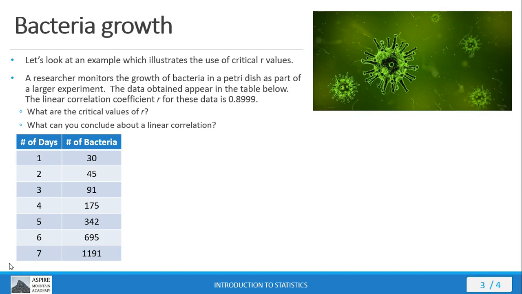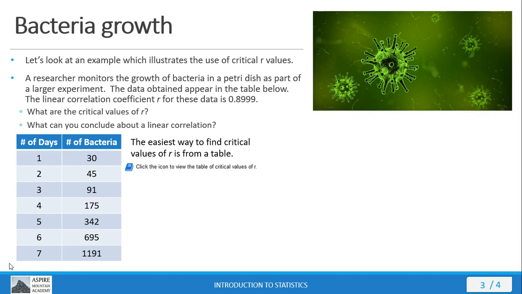The linear correlation coefficient R for these data is 0.8999. Now we're asked, what are the critical values of R, and what can you conclude about a linear correlation? Well, you typically find critical values of R from a table that lists different sample sizes with the associated critical R values.